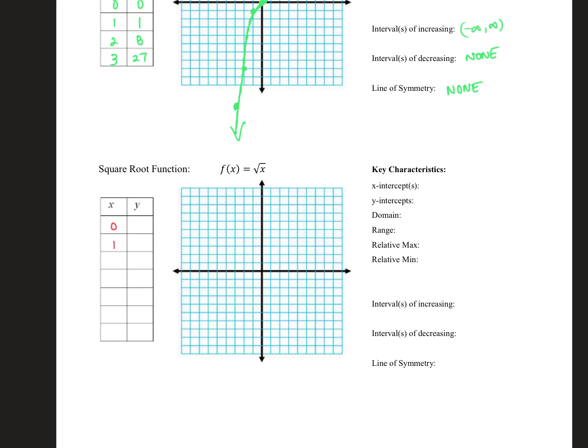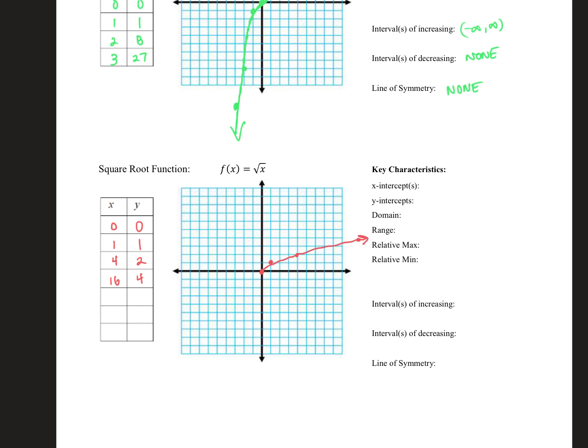So let's do 0, 1. We don't know the square root of 2, some decimal, so let's do something we know. Square root of 4 we know, so we know the square root of 16. All right, so 0. Square root of 0 is 0, square root of 1 is 1, square root of 4 is 2, square root of 16 is 4. All right, so let's plot these points. 0, 0, 1, 1, 4, 2, and then 16, 4 somewhere over here.